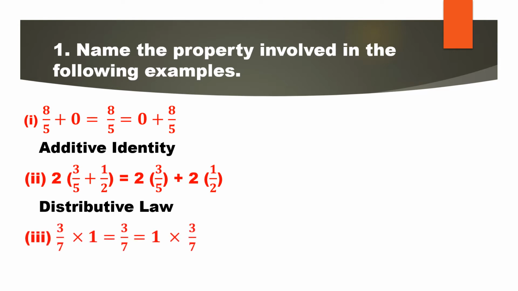3 by 7 into 1 equal to 3 by 7, and 1 into 3 by 7. Here we are multiplying with 1, so we are getting the same answer. When you multiply a number with 1, you will get the same answer. Why? It is an identity and this operation is multiplication. So it is the multiplicative identity. We are using 1 here. Clear? So let us go to the next problem.